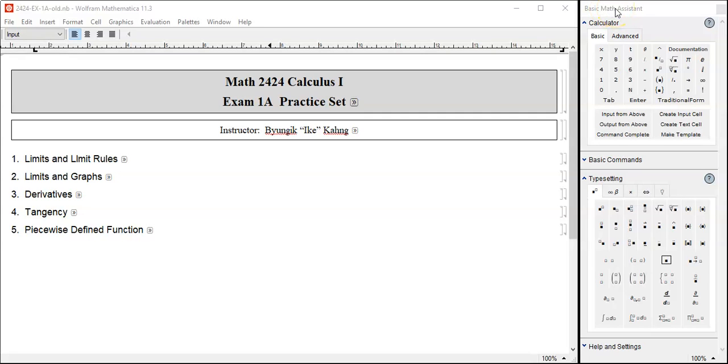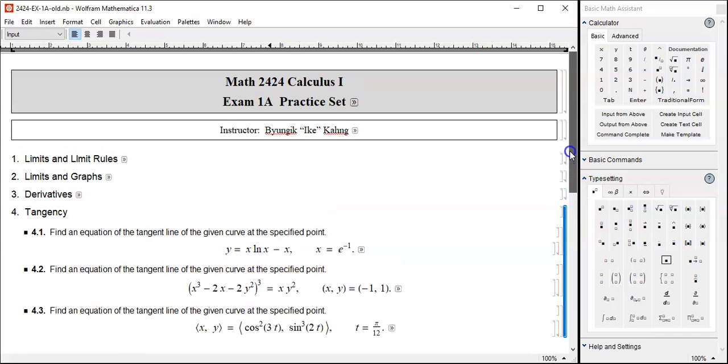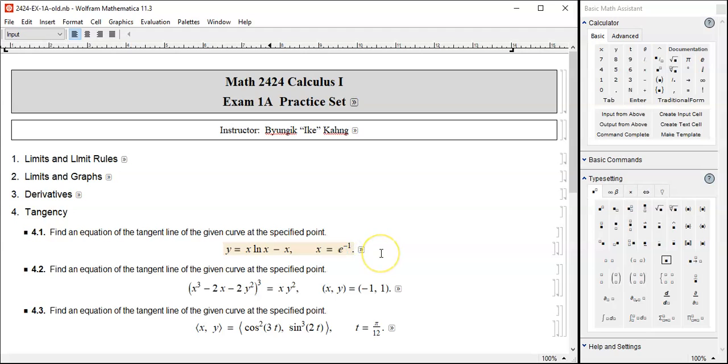Hello again, and let's do tangency problems, and we are done with one. We have three types of tangency problems here. First is the tangent line for the graph of a function.